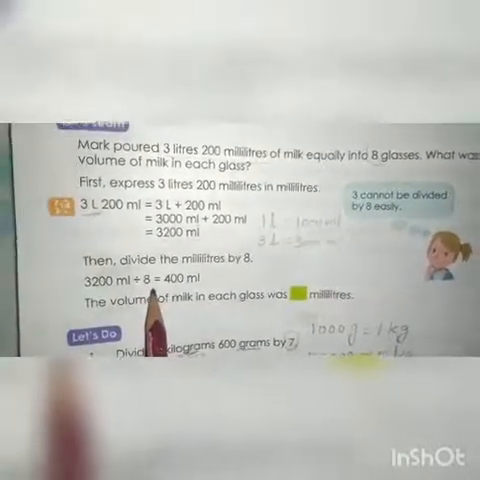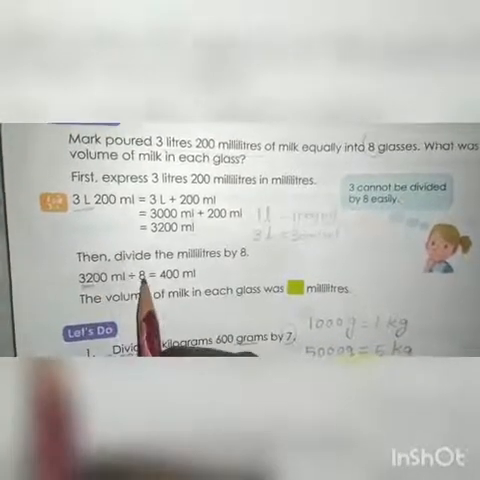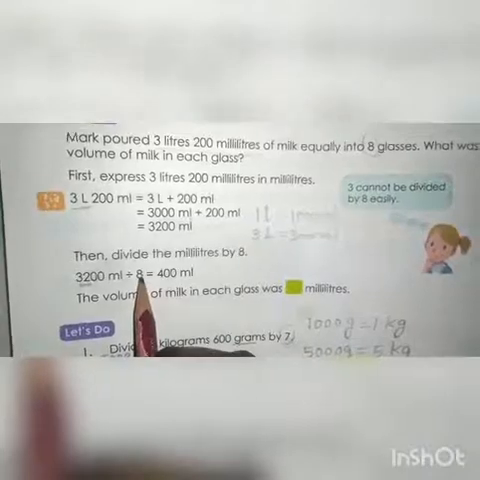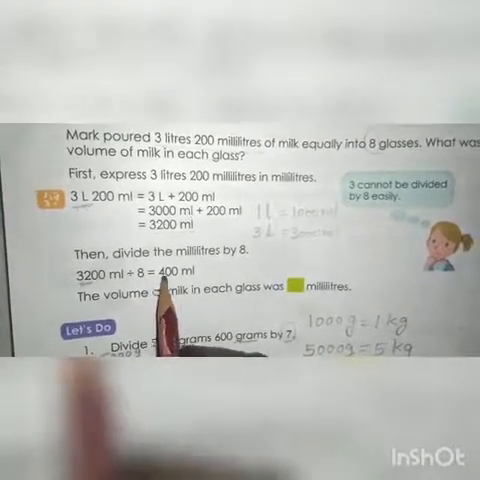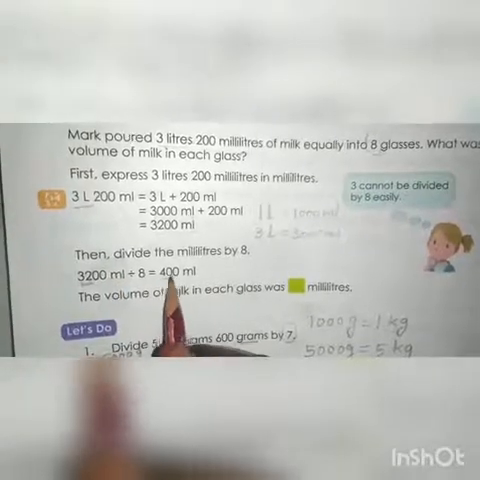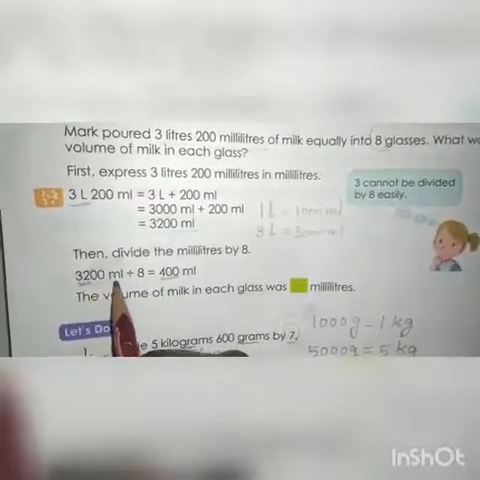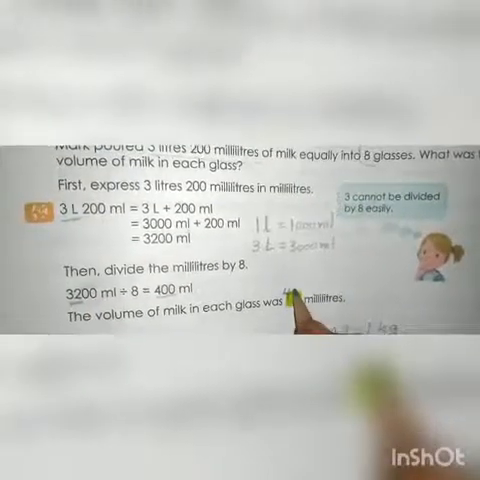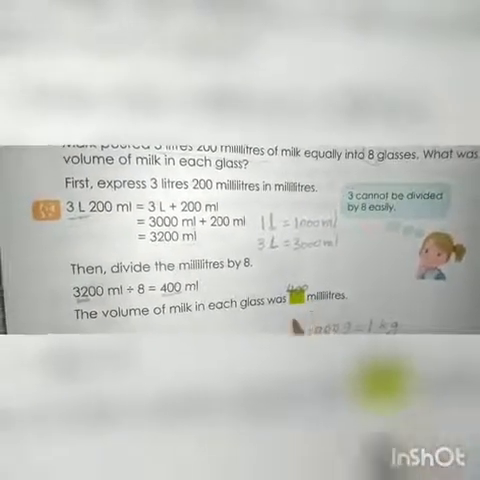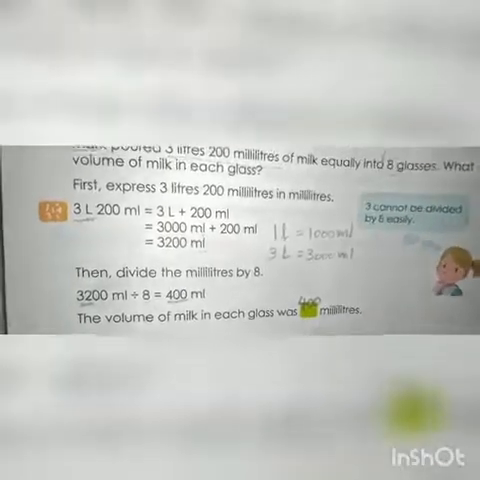Then what will we get? How many times we will get 32 by using 8th table? 4 8s are 32. So we have to write 4. Here you have 2 more zeros. We have to write it as it is. So 400 into 8 is equal to 3200 milliliter. 400 milliliter. Okay. Therefore the volume of milk in each glass was 400 milliliter.